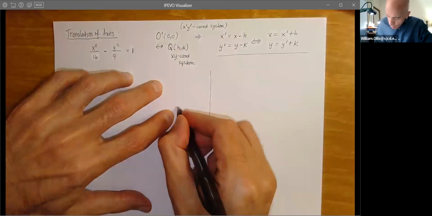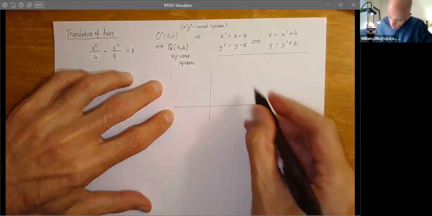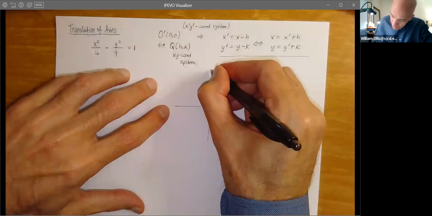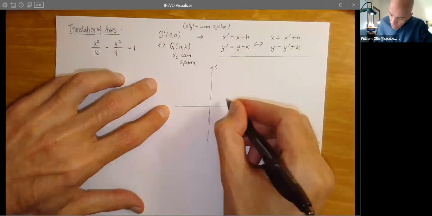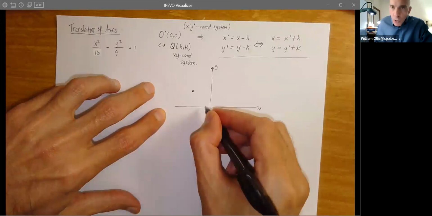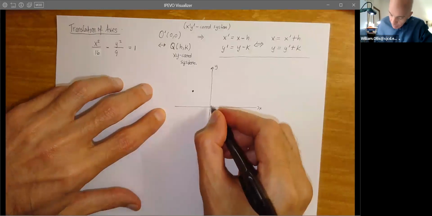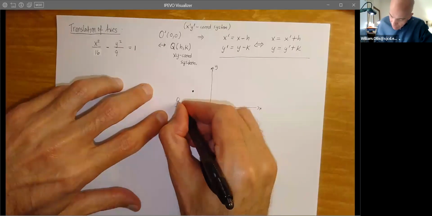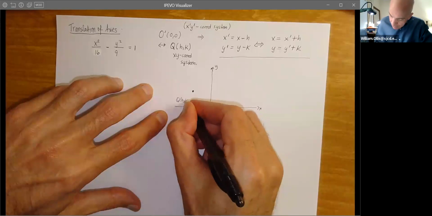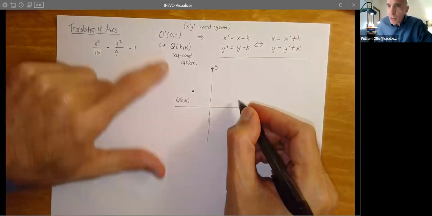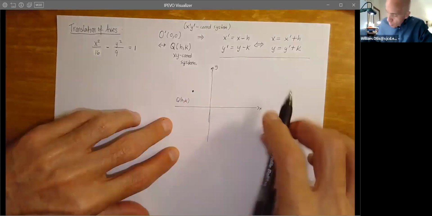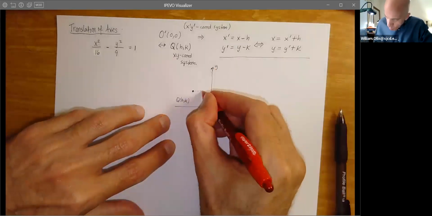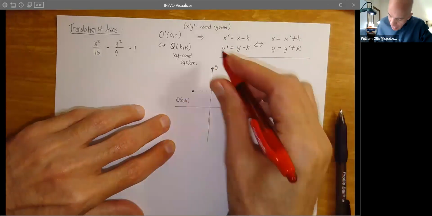So I'll draw a picture of what I mean, just to give you a visual. So we've got our XY coordinate system. And say over here, we have the point Q, (h, k). So this, I'm going to kind of draw it away. This is like Q, (h, k). And that's where we're going to put our new system. And so I'm going to draw new axes. We're going to do what we call translate the axes.